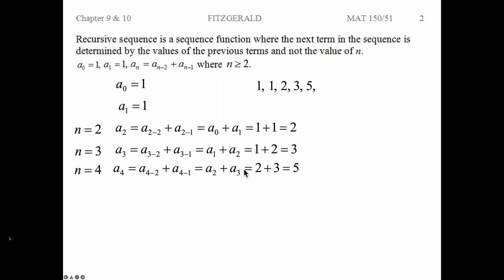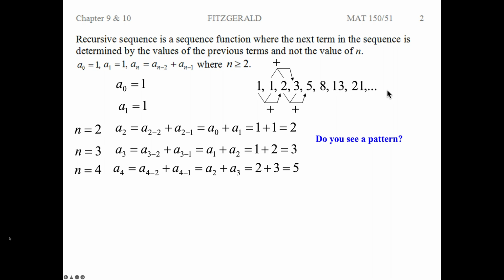Wait a minute. 1 plus 1, that was the two previous terms. There's a pattern here. The 3 came from the 1 and the 2. The 5 is coming from the 2 and the 3. There it is. 1 plus 1 is 2, gives me the next one. So it looks like what I'm doing is I'm adding the two terms before the one I want to get my next term. So 1 plus 2 is 3. 2 plus 3 is 5. I see the pattern. So 3 plus 5 is 8. 5 plus 8 is 13. 8 plus 13 is 21.